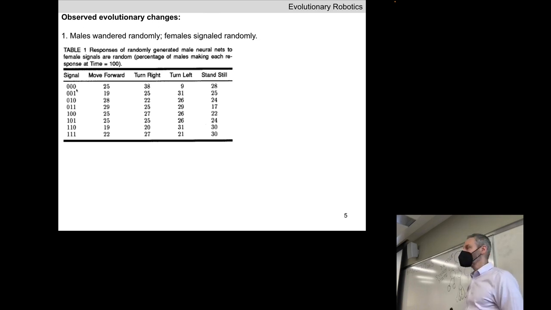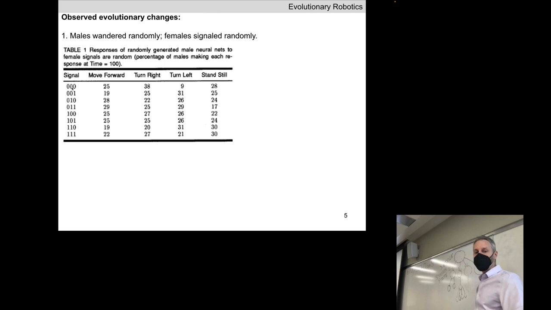We can then watch, for example, over the first 100 time steps of a simulation, and every time a male enters a female's territory and the female sings one of the 8 songs, we can record what the male did in that case. Not a lot is going on in these first 100 time steps. The males are wandering at random, regardless of what song they hear. And I'm sorry, I forgot to mention, if a male is outside of any female's territory, the male by default always hears 000. Okay?